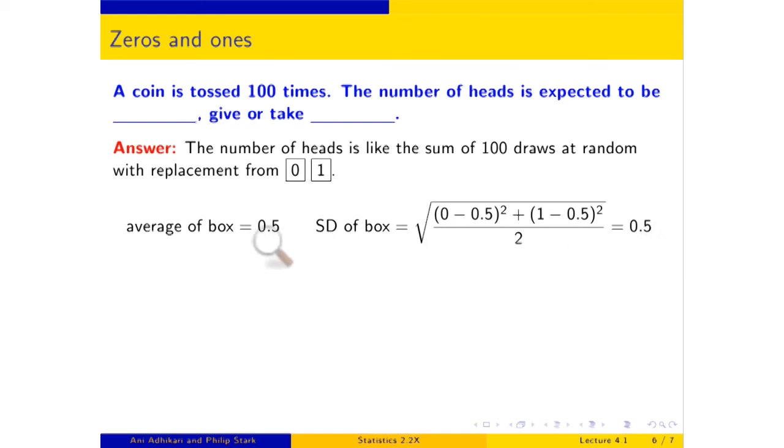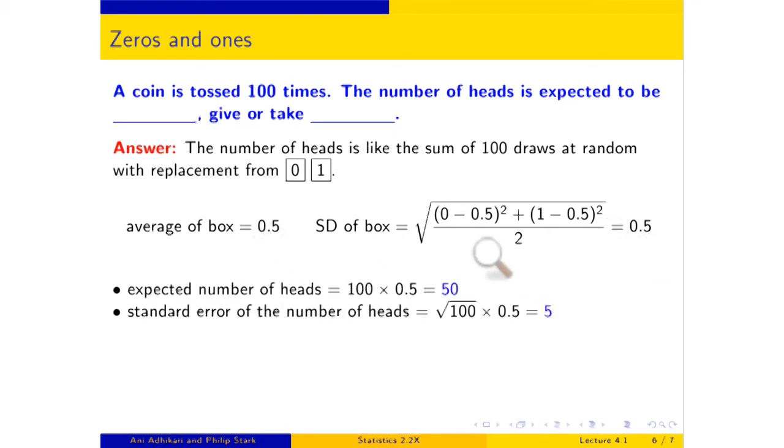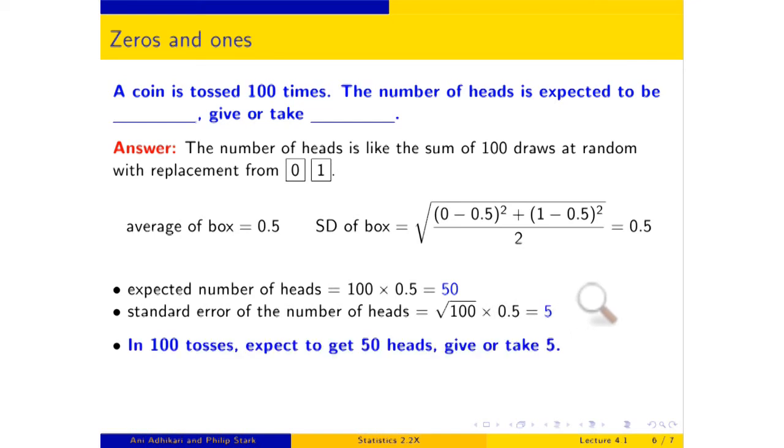So on a single draw, you expect to get, in the long run, 0.5, give or take about 0.5, and by formula, the expected sum of the draws, which is the expected number of heads, is number of draws times the average of the box, which is 50, which you knew already. And now the standard error of the number of heads is square root of the number of draws times the SD of the box, which is 5. And so in 100 tosses, you expect 50 heads, give or take only about 5.